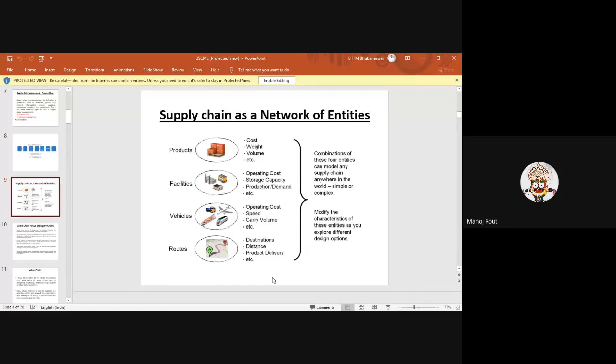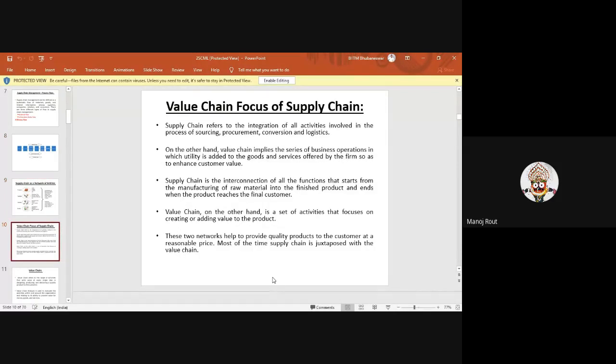Similarly, if you go to the next point, the value chain, on the other hand, is a set of activities that focus on creating or adding value to the product. In which way can you provide a better value-added product? For example, in case of chocolate, whenever you deliver the chocolate without wrapping, without polythene packing, what will happen? Without the decorative packing, it would be directly rejected by the customers.